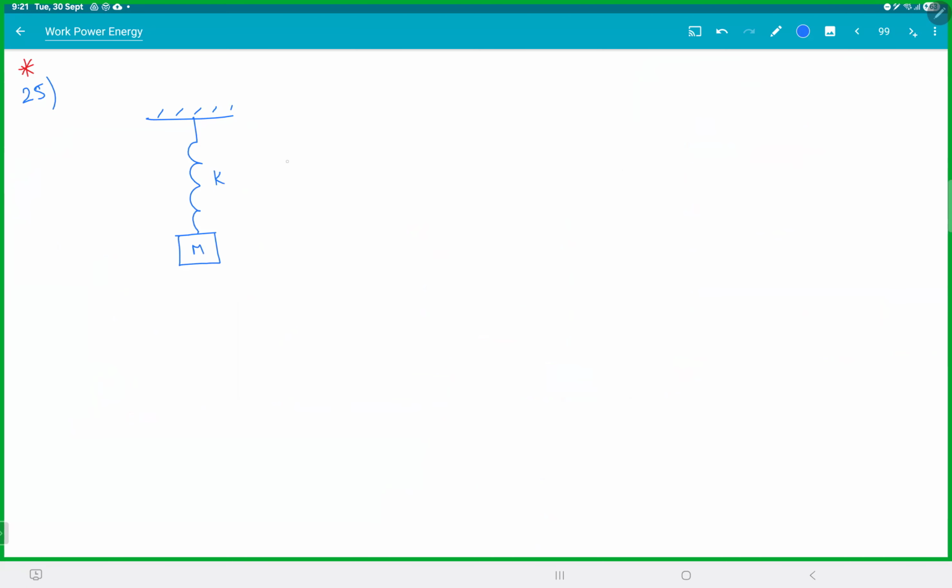So we have a block here initially in natural length. You released it from rest. So maybe initially you're holding the block, kept the spring in natural length. Block is released from rest. Find the maximum speed of the block and the maximum elongation in the spring during its motion.